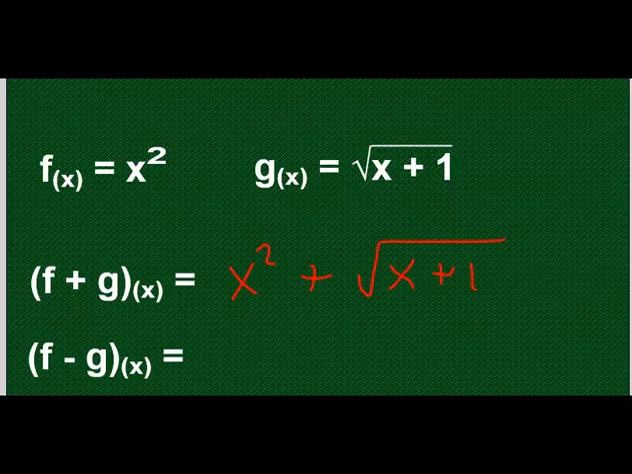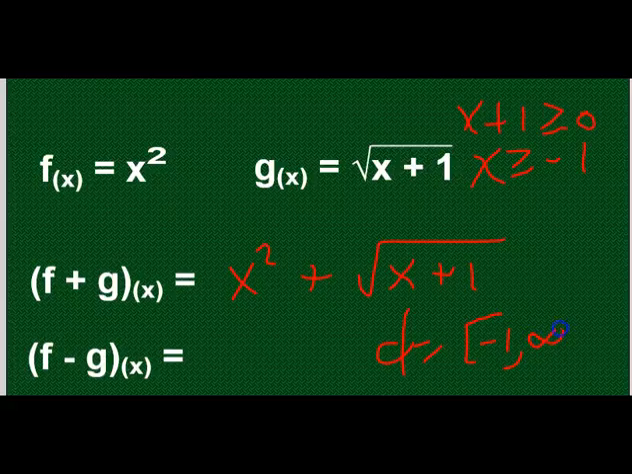Well, because g of x has the restriction, let's see, what is the domain for g of x? We'd say x plus 1 has to be greater than or equal to 0. X has to be greater than or equal to negative 1. So the domain is, in interval notation, bracket, negative 1, all the way to positive infinity. It's the restriction on g. Well, that would also be the domain for the f plus g of x.